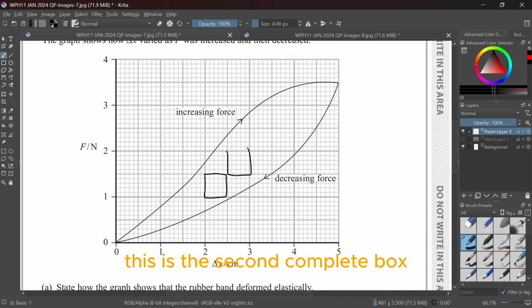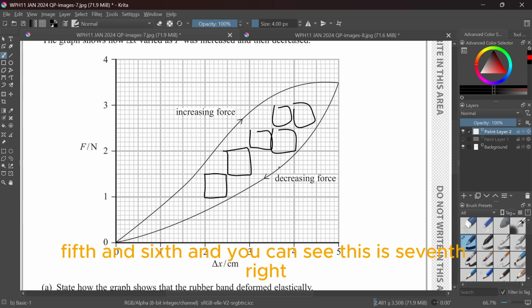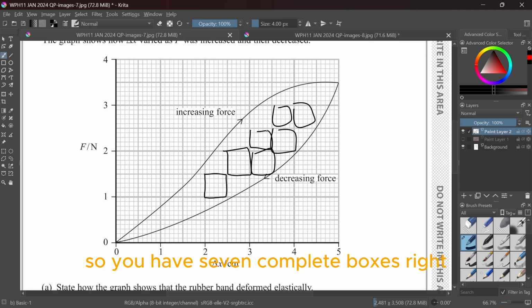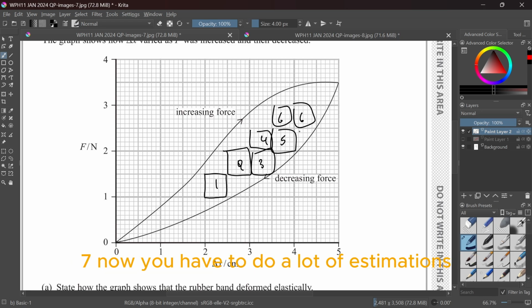This is the second complete box. This is third, fourth, fifth, and sixth. And you can say this is seventh, right? So you have 7 complete boxes, right? Now, once you've got the 7 complete boxes, 1, 2, 3, 4, 5, 6, 7.